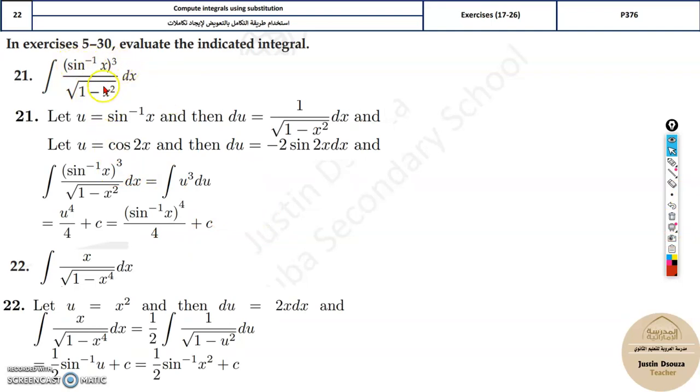Now in this case they have taken u as sine inverse, because when you derive that you will get this term. That means this cancels, so it will be simplified. It will be just u cubed when you integrate it, and then you will have u to the power 4 by 4, where u is sine inverse.